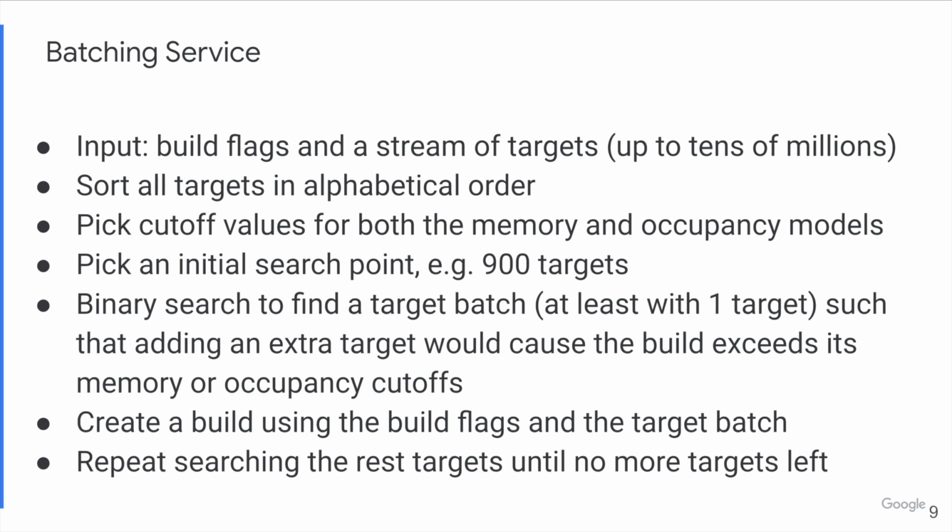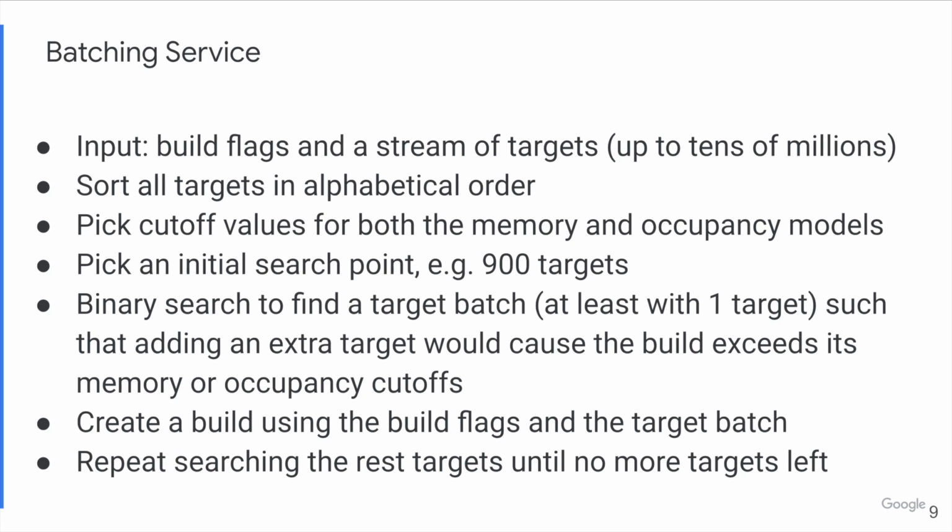And then we pick an initial search point. For example, we could start with 900 targets. And then we do a binary search with our memory and occupancy model to find a target batch, which at least must contain one target, such that adding an extra target would cause the build to exceed its memory or occupancy cutoff based on our model.